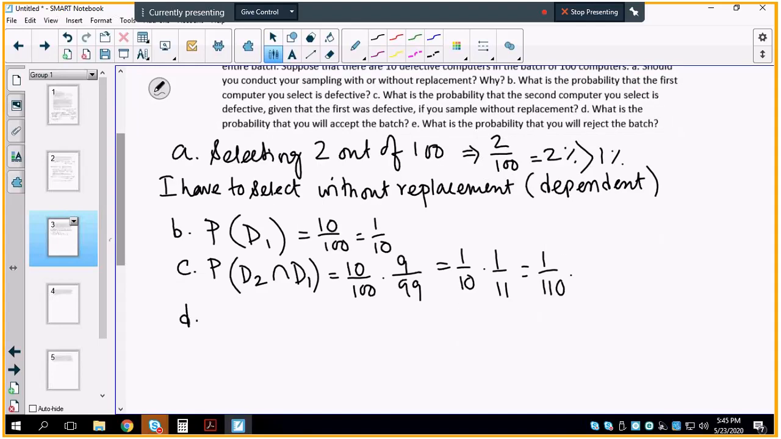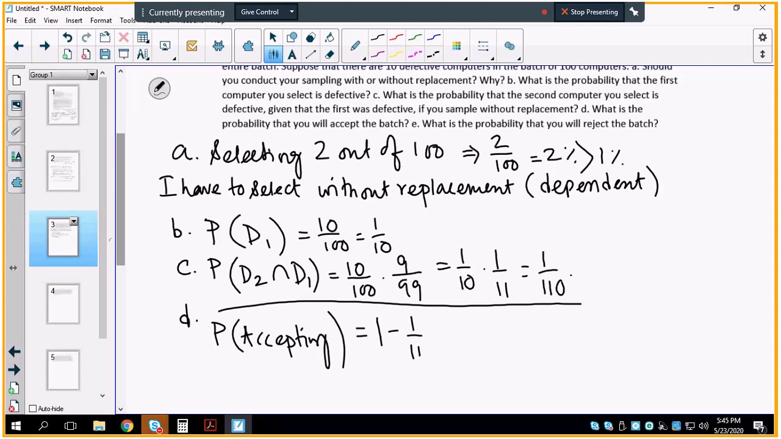D. What is the probability that you will accept this batch? So you are going to accept this batch unless both computers are defective, and I know the probability when both computers are defective. So the probability of accepting the batch is everything other than both computers being defective. So I will say that this is 1 minus 1 out of 110, which is 109 over 110. So the probability of accepting the batch is 109 out of 110.